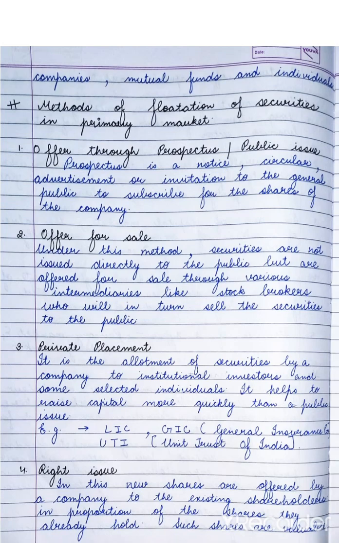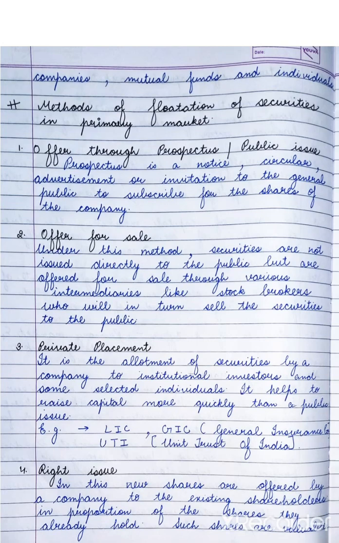Under this, the whole lot of shares is given to intermediaries like stockbrokers, who in turn sell the shares on behalf of the public. Here the company is not directly dealing with the general public. The whole lot of shares is handed over to intermediaries like brokers, and then these brokers sell the shares on behalf of the company.